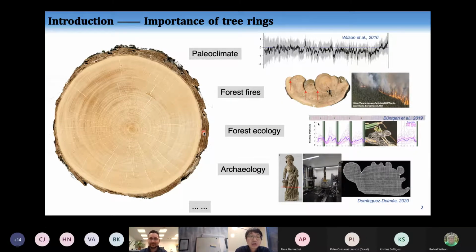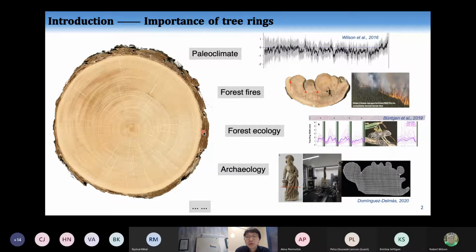Tree rings are very important nature archives that have very wide applications in different research fields. Paleoclimatologists use tree rings to reconstruct annually resolved climate variabilities over centuries to millennia in order to better understand the recent climate change in historical contexts.